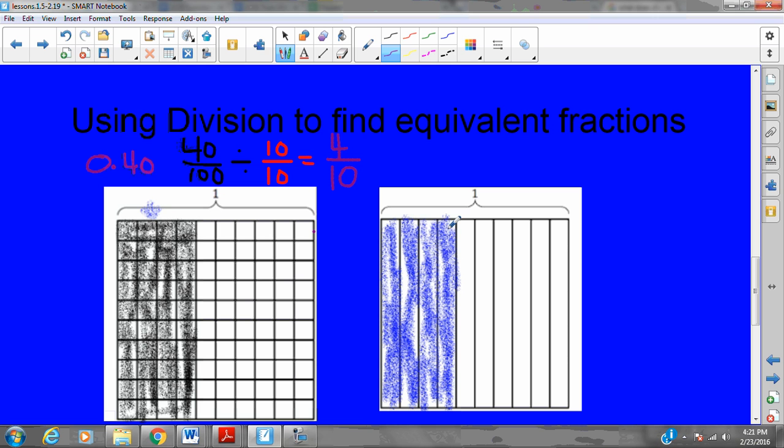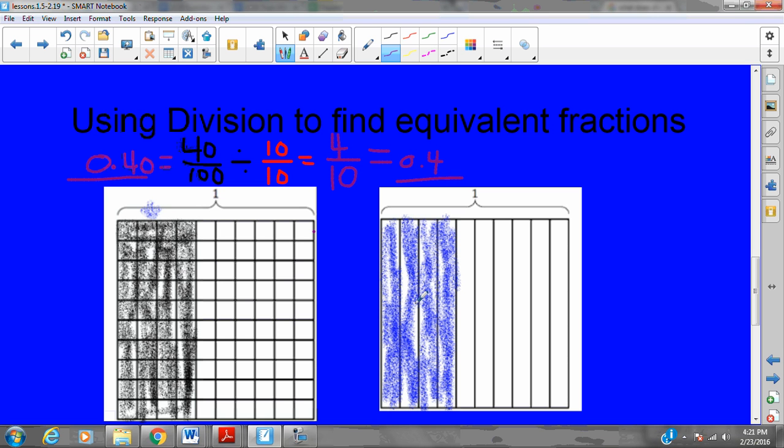Now I just want to introduce you to a word. This fraction is not simplified, but it is okay because we're trying to put it in decimal form. So if I want to write this in decimal form, 40 hundredths is the same as, or is equal to, 4 tenths. Again, 40 hundredths is equal to 4 tenths. Here's my 40 hundredths, my 4 tenths.